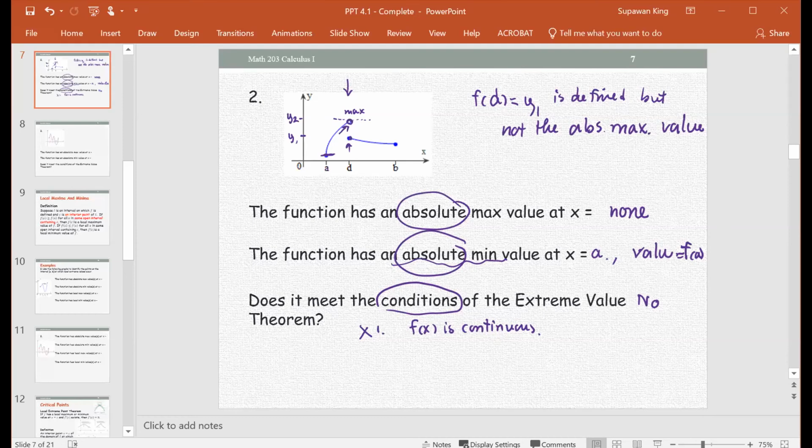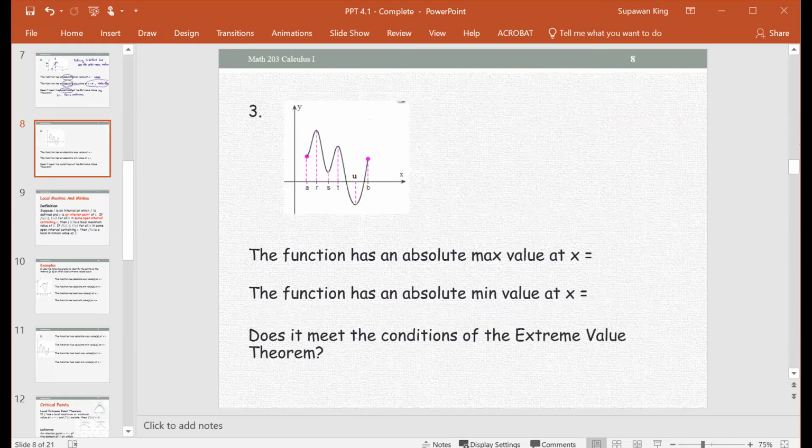This goes along with the extreme value theorem, that it doesn't guarantee you're going to have it. You might find one of them, or you might find both of them, but there's no concrete way to say you're going to have both. You might or you might not, or you might have just one.